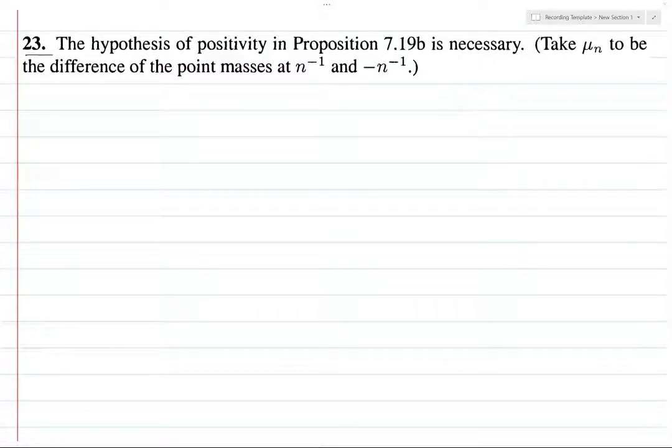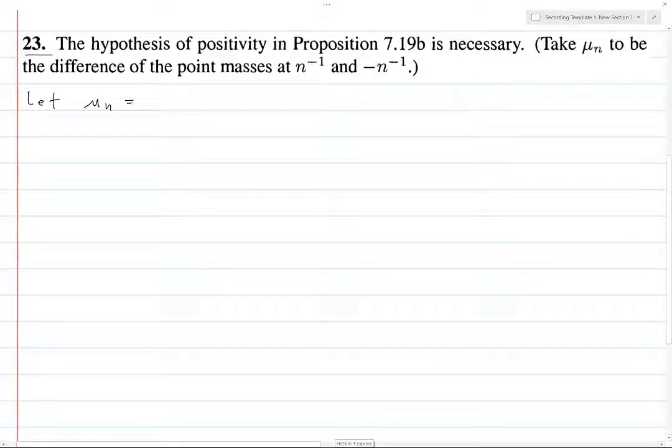All right, exercise 23. The hypothesis in proposition 7.19b. I'm going to explain what this all means in my solution. So let's start by doing exactly what they told us to, because that's typically a good idea.